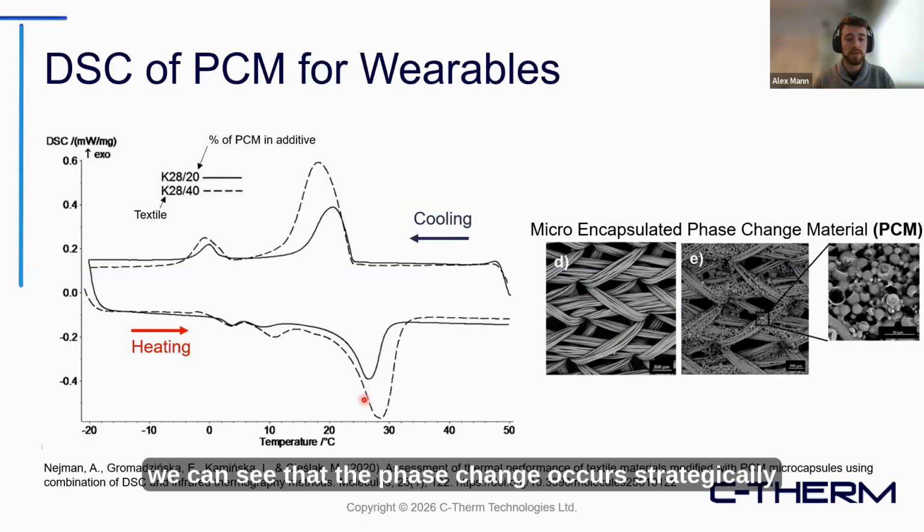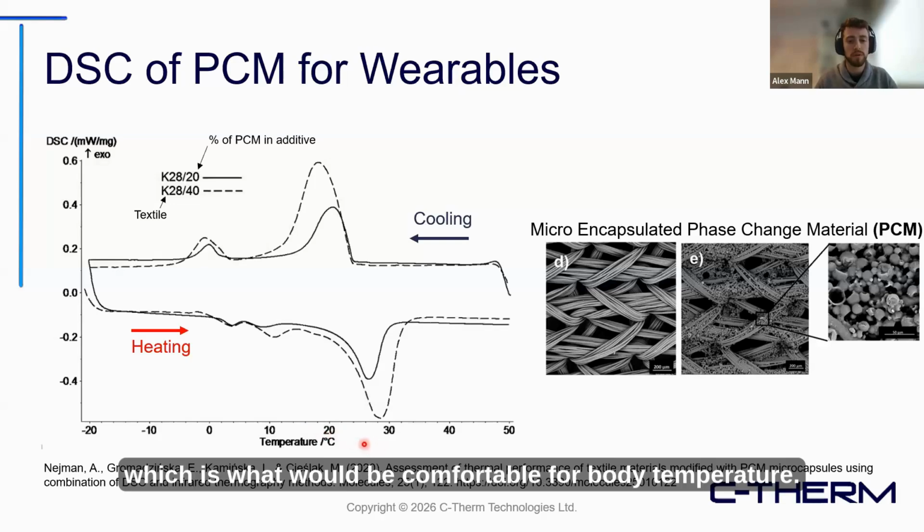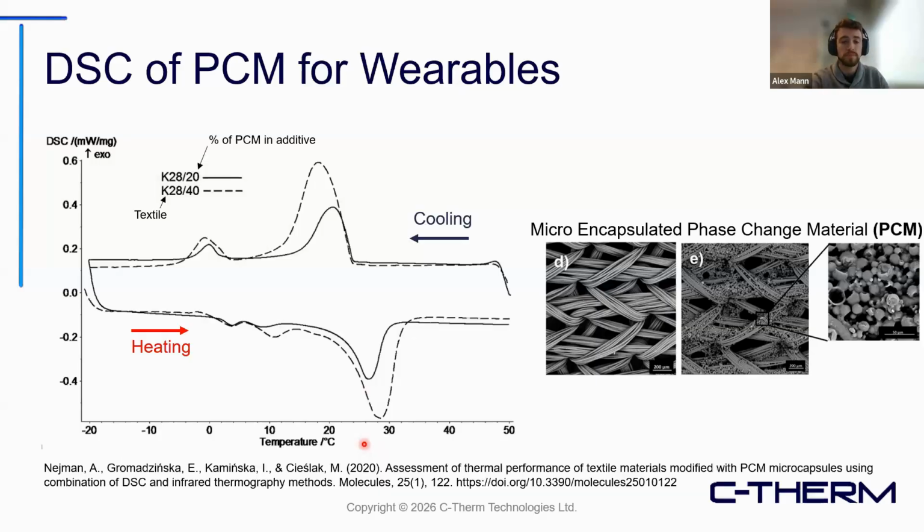So for this example, we can see that the phase change occurs strategically around 26 to 30 degrees Celsius, which is what would be comfortable for body temperature.